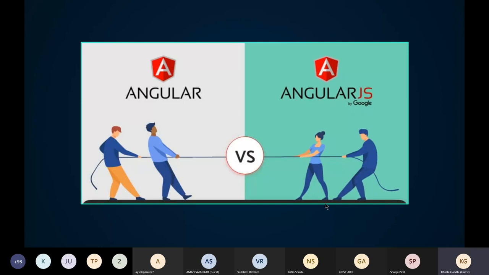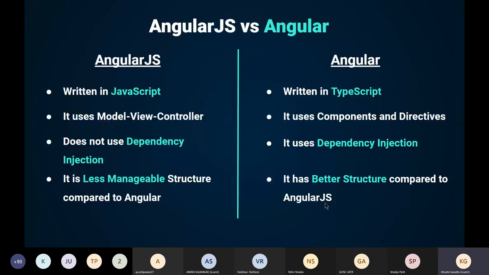So the first version of the framework, that is AngularJS, laid the foundation of the present-day front-end application. Due to its unpredictable change detection system and robustness, the developers at Google needed to rewrite the framework to make Angular. Then, if we see the difference between them, AngularJS was written in JavaScript, while Angular is written in TypeScript. Then AngularJS uses model view controller, while Angular uses components and directives, which we will also discuss later.